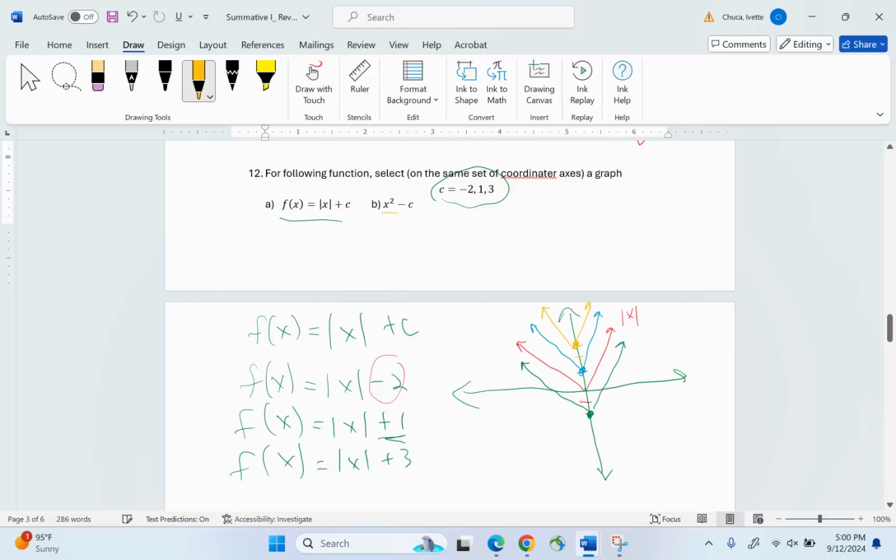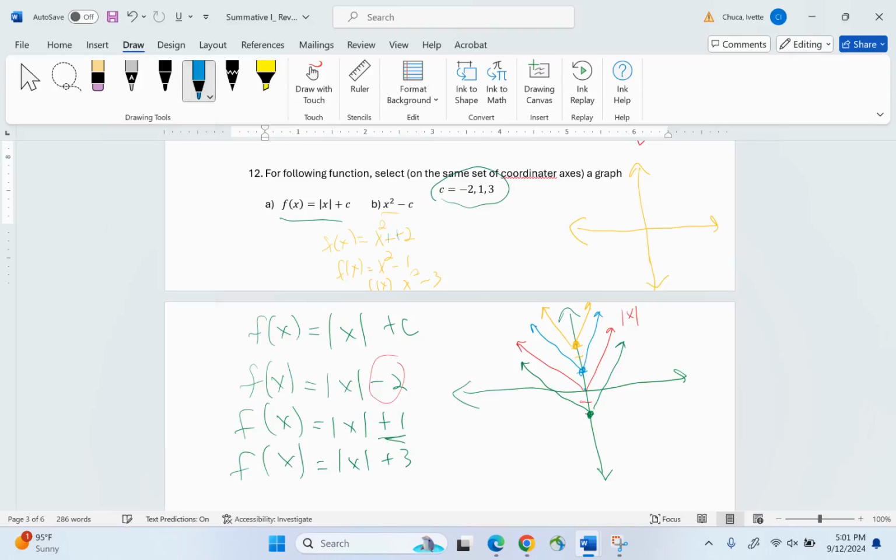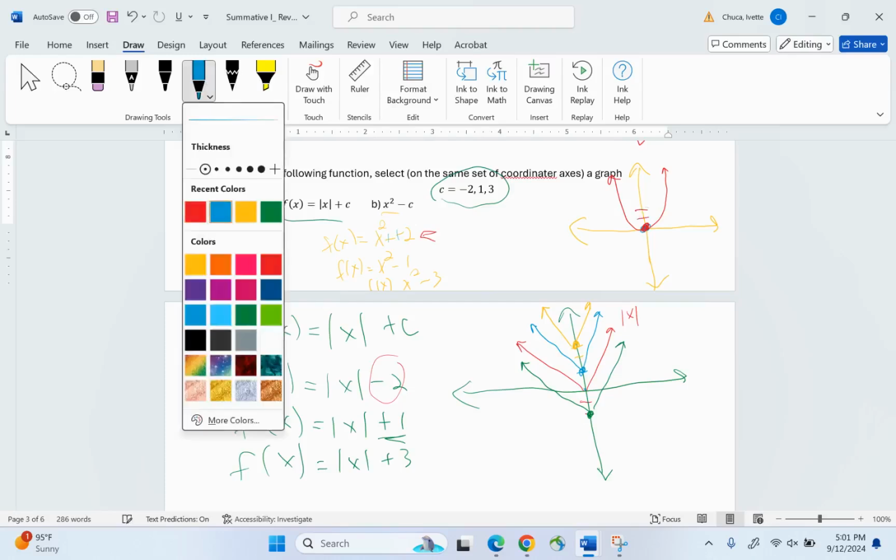Okay, now for x squared minus c, it's the same idea. So let me go ahead and graph it. So we're going to have x squared minus negative 2, x squared minus 1, and x squared minus 3. So let's say that's a function. F of x equals. So the first one is x squared minus negative 2, and minus a negative is positive. So that means we're going to go up 2 units. And let me go ahead and just draw our parent function. That way we can refer back to it. So our parent function is going to look like this. And this parent function, we're going to move 2 units up. And so our new graph will be here.